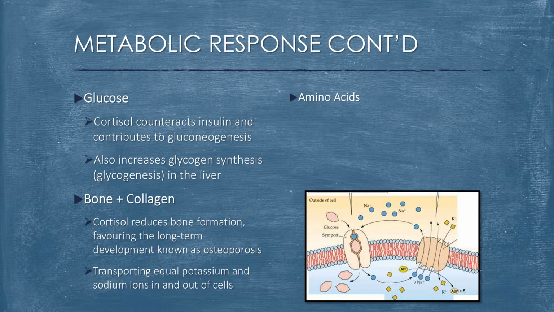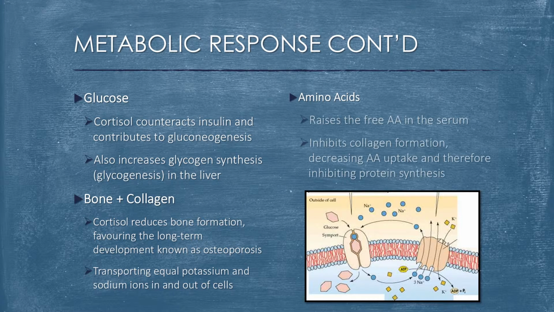In regards to the bones, cortisol reduces bone formation, favoring the long-term development known as osteoporosis. It does this by transporting an equal number of potassium and sodium ions into and out of the cell, as shown in the image to the right. Regarding amino acids, cortisol raises the free amino acids in the serum, inhibiting collagen formation and decreasing amino acid uptake, and therefore inhibiting protein synthesis.